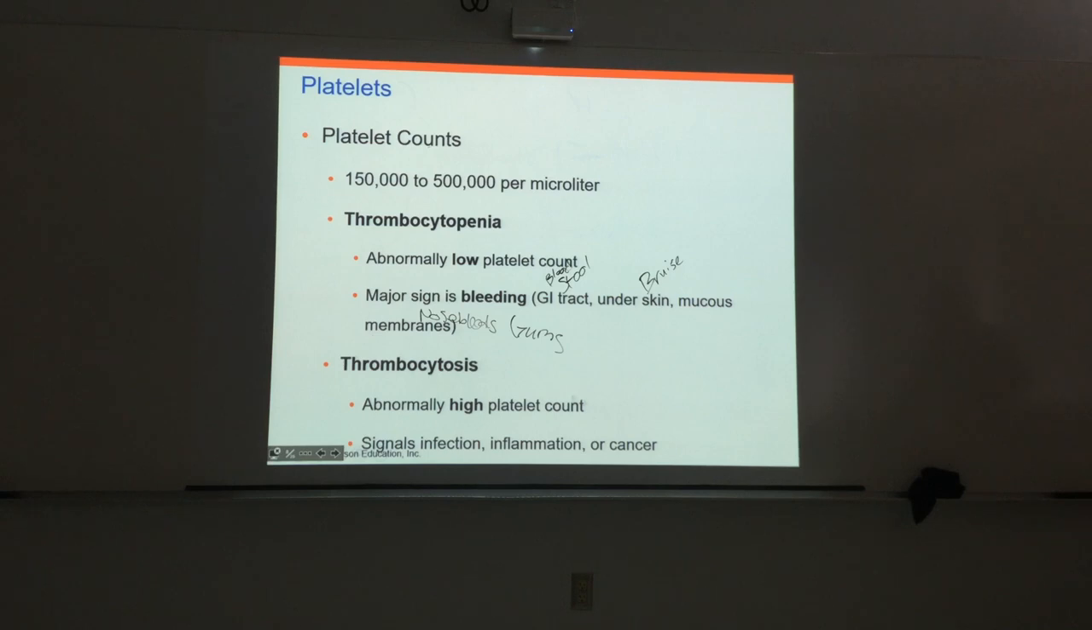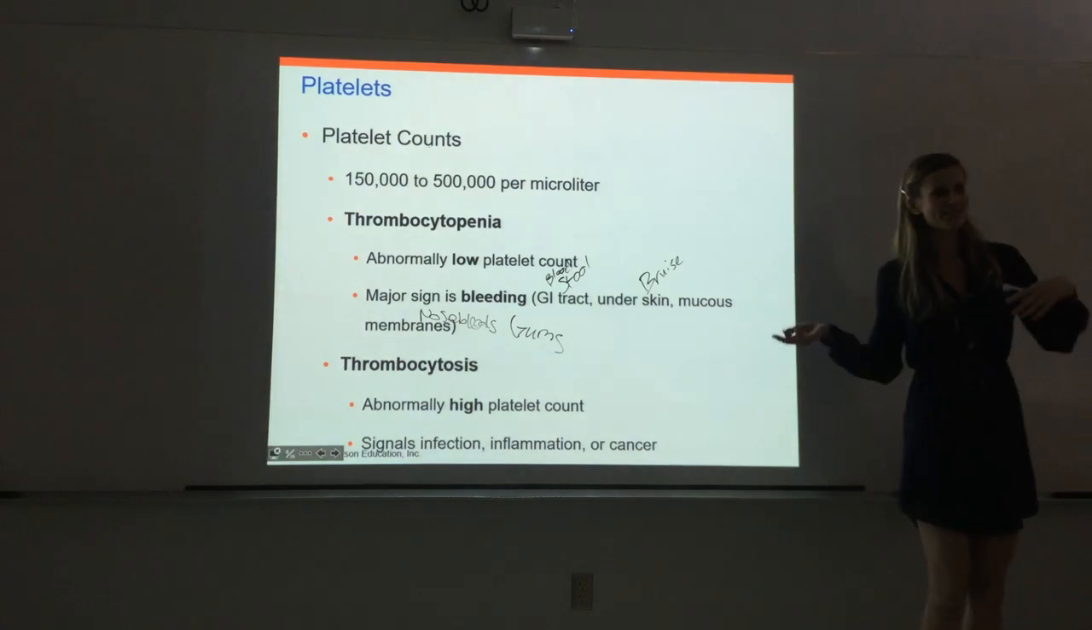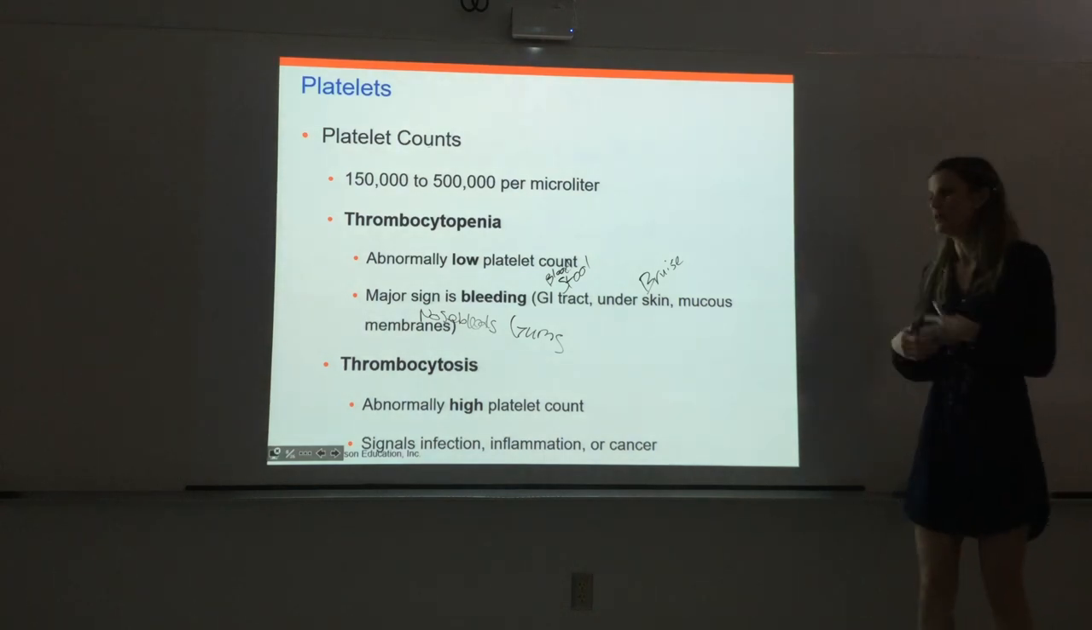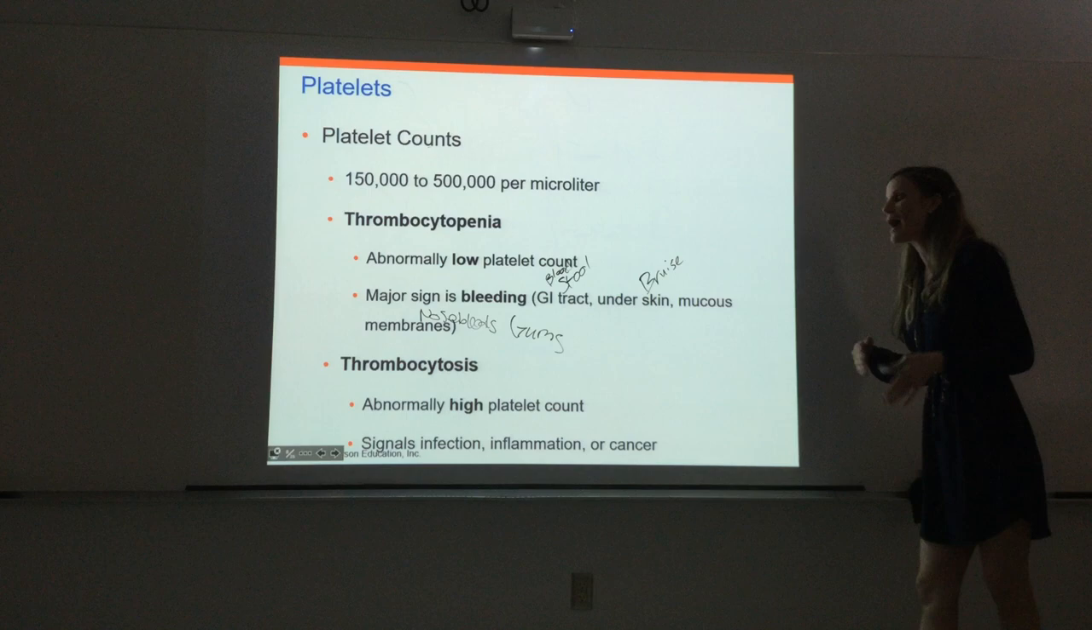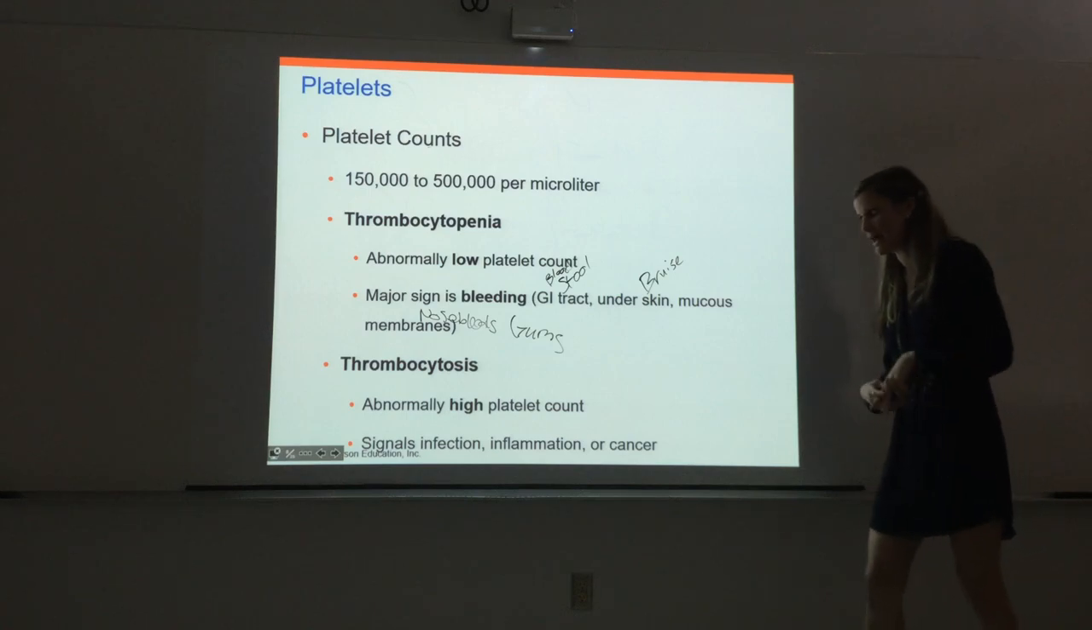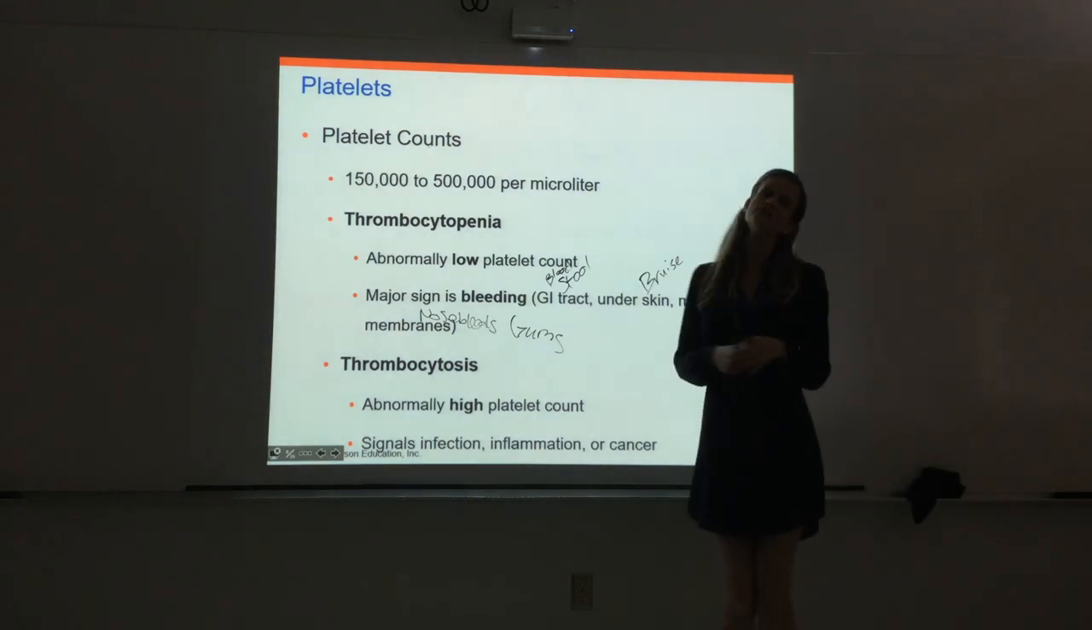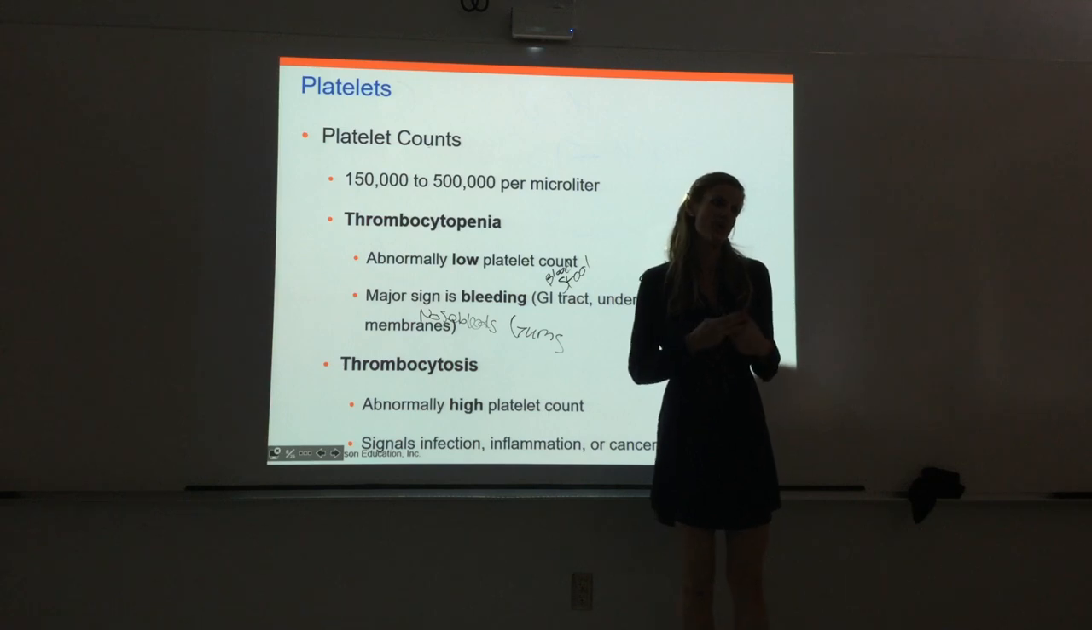Thrombocytosis is the opposite. Thrombocytosis is an abnormally high platelet count, right? Like we saw leukocytosis was high white cells. Thrombocytosis is high thrombocytes, or a high platelet count. This typically signals that there's just an infection or inflammation going on.